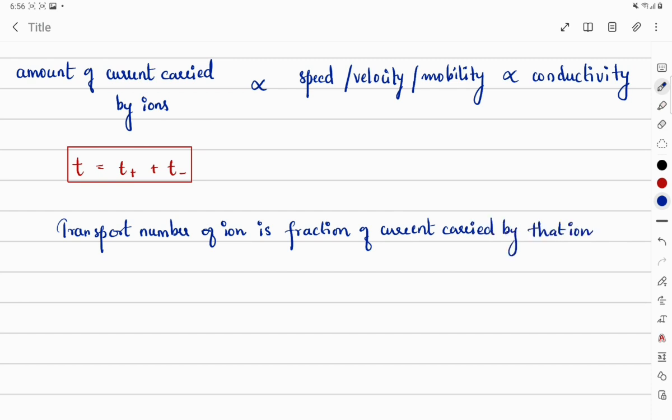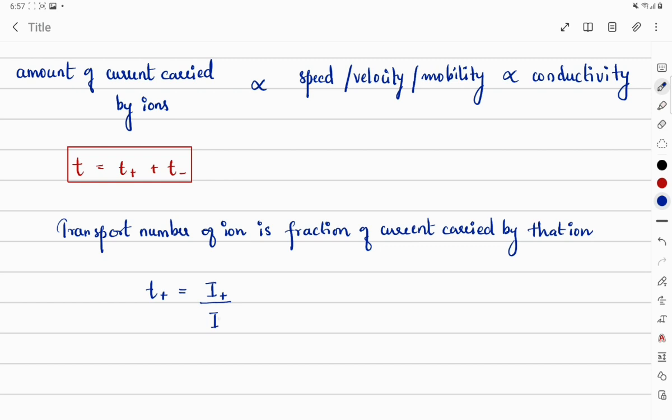So how will we write the equation? Suppose I'm writing for cation, I'll use T plus. So T plus is going to be the fraction of current carried by that ion. Since it is a fraction, it means the current carried by that ion, I plus, where I represents current, divided by the total current. That will give you the fraction of current carried by that particular ion, here the cation.